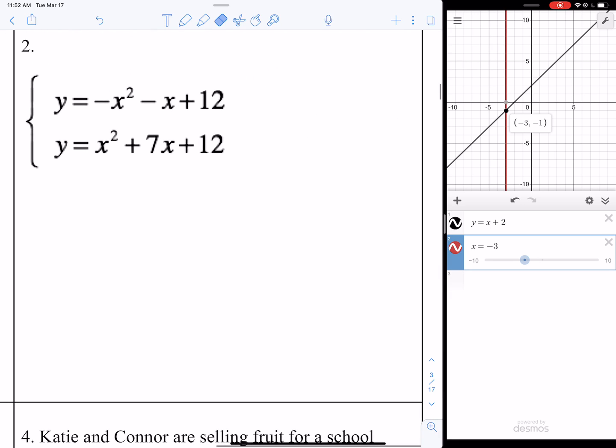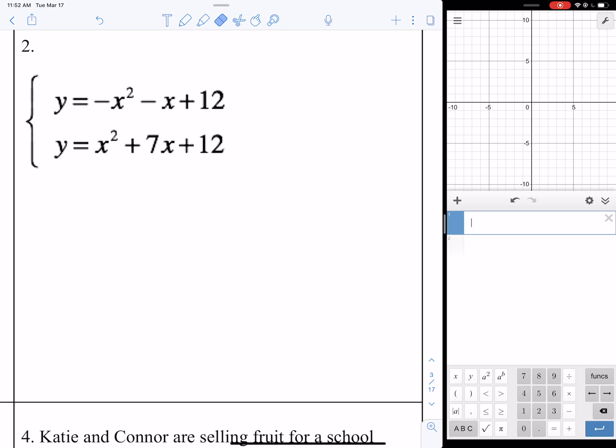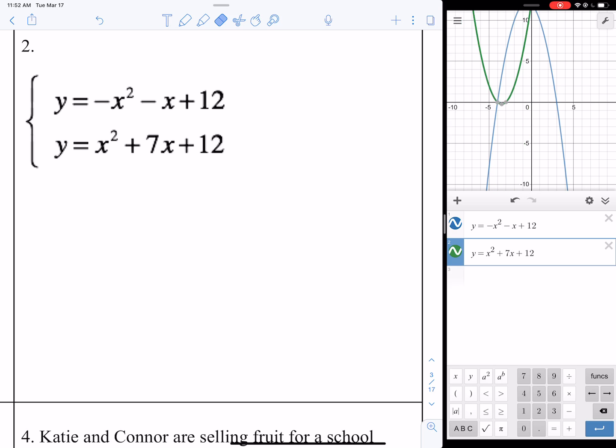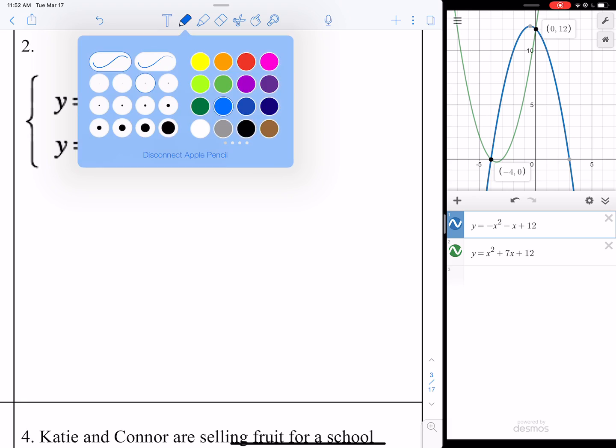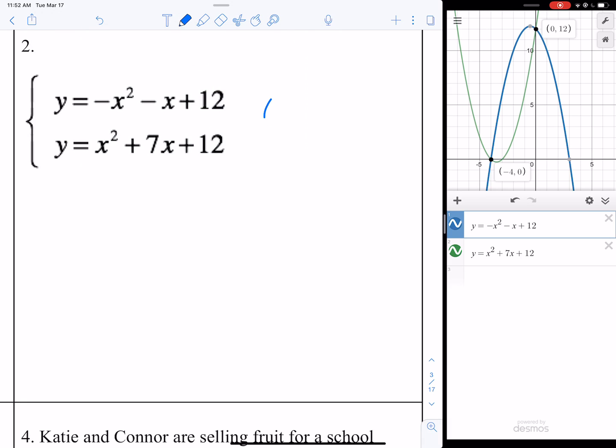Number 2, let's just type this one in and take a look in Desmos. So I'm going to type y equals negative x squared minus x plus 12, and y equals x squared plus 7x plus 12. Pretty cool looking graph. So we have two solutions. Just be careful which points you click on, because like I said before, Desmos tries to be really helpful and show you some points that it thinks you're going to find important, but they're not always the ones that you need. So just be careful and pick out where, on my graph, the green intersects with the blue.